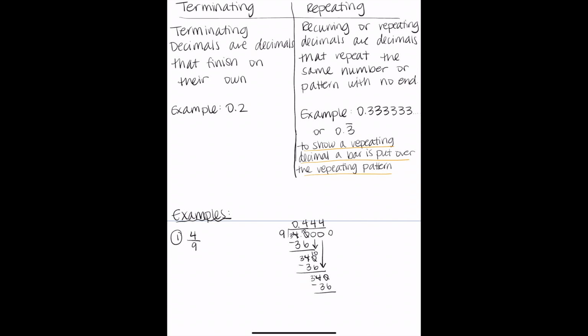And this process is going to continue to repeat. If I bring down another 0, just to be sure, we know 9 times 4 again will give me 36. And then we get the same remainder each and every time. So in this case, we have a repeating decimal. And what is repeating? The 4 is repeating. So we would write this as 0.4 with a bar over the 4, and we would classify this as a repeating decimal.